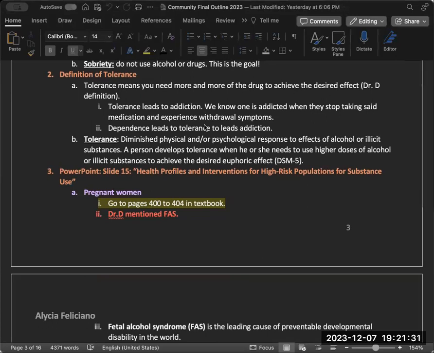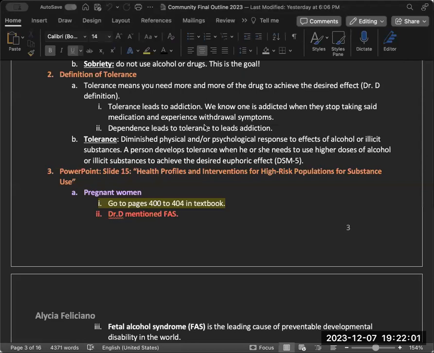Well, tolerance means that you need more and more of the drug to achieve the desired effect. Take, for example, benzos that are really addictive. Let's say you take half a pill every day. Now you're building a tolerance, so now I need a full pill every day to feel less anxiety. Then the pill's not working, so I take a pill and a half, and things like that. So they need more drug to get the effect.